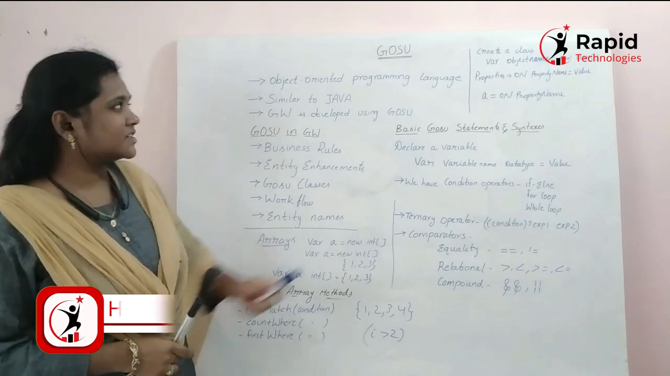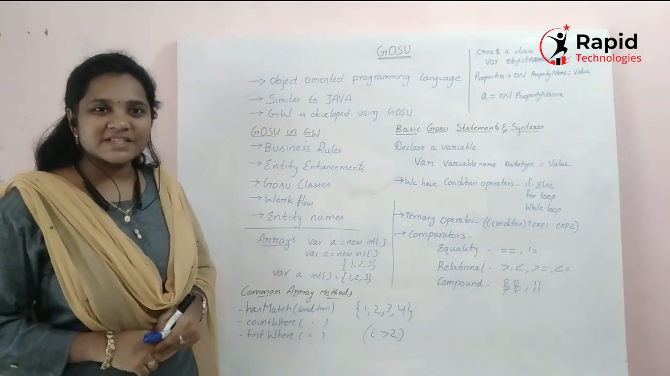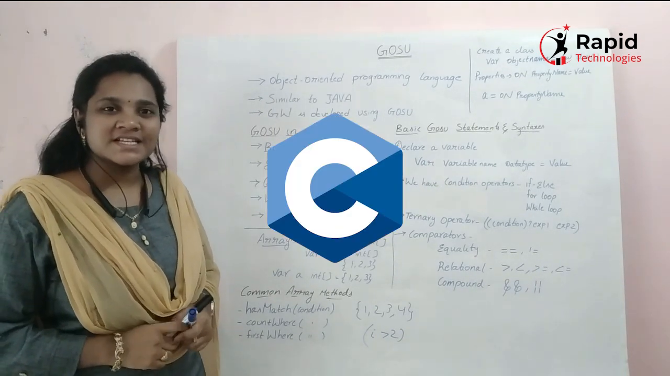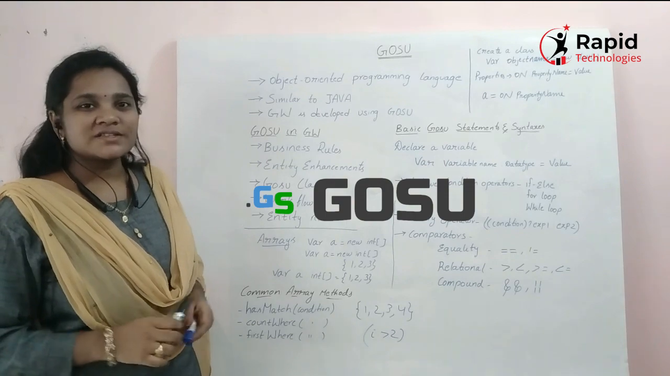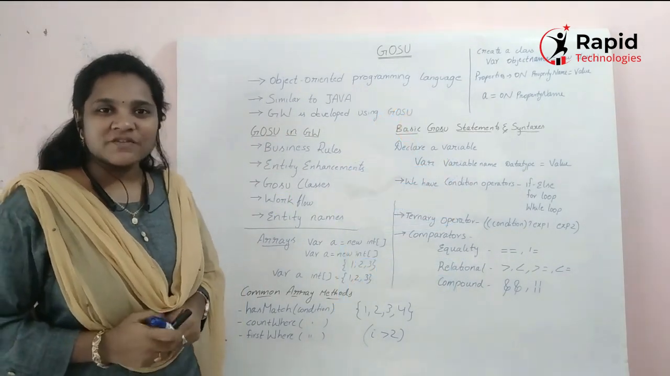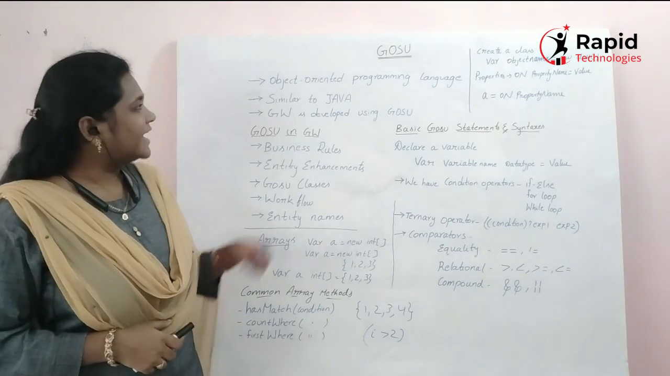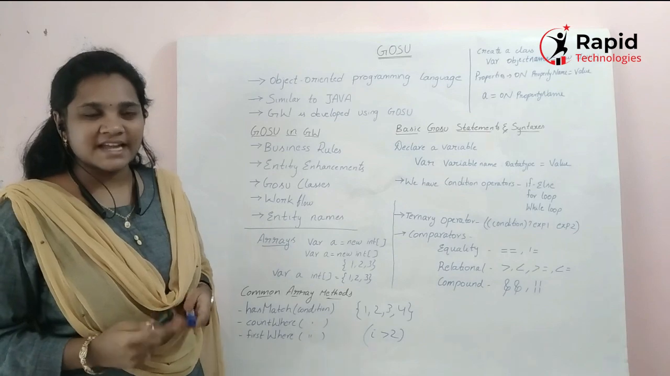Let me give you a basic introduction about Gosu language. We have different languages available in the market, for example, C, C++, Python, Java, etc. Likewise, Gosu is also a programming language. It is similar to Java but having some syntactical changes. And it is an object-oriented programming language so that we can create objects and classes, everything.